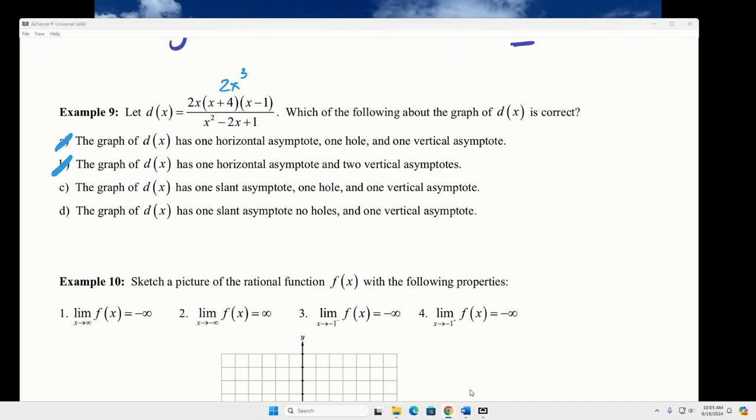All right, so now we have to look at what's left and decide if there's one hole and one vertical asymptote, or if there's no holes and one vertical asymptote. So what do I need to do to that denominator? We're going to factor it. All right, so I'm going to do it at the same time you guys are doing it, and I want to know what you choose. A whole lot of people chose wrong in my last class. It's tricky.